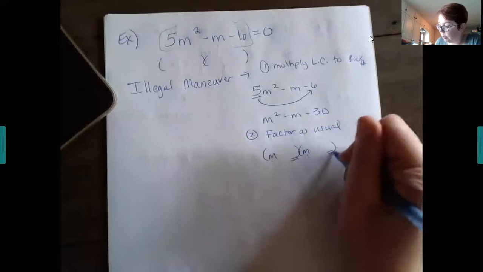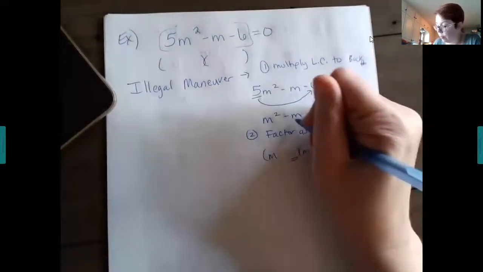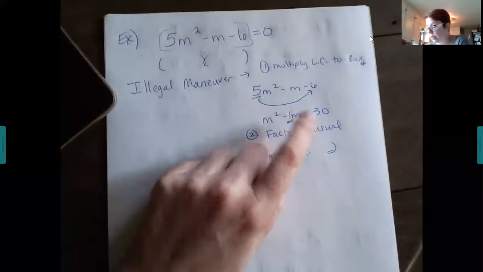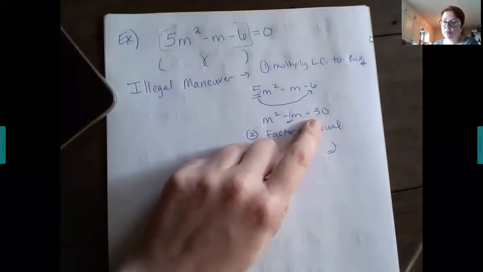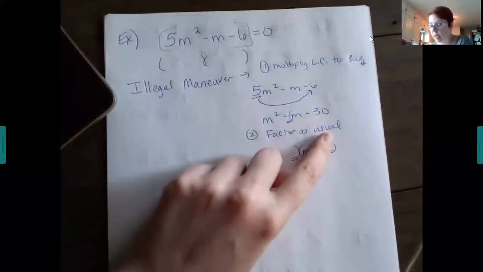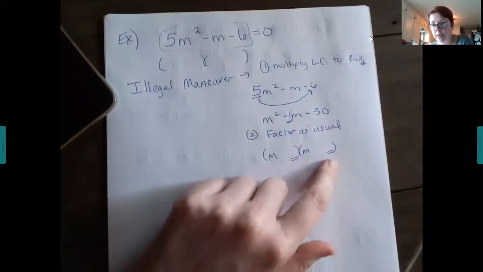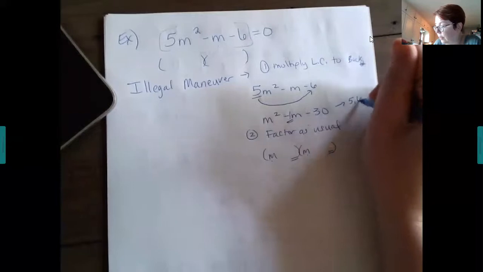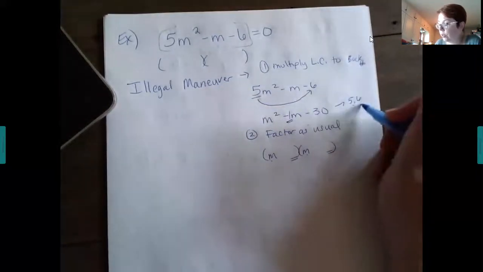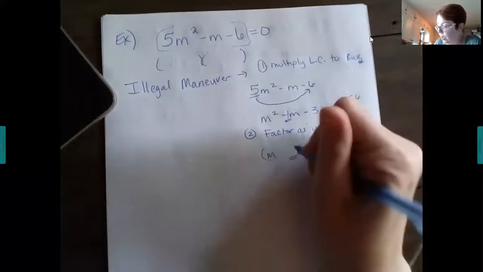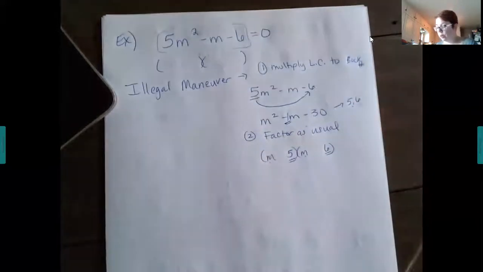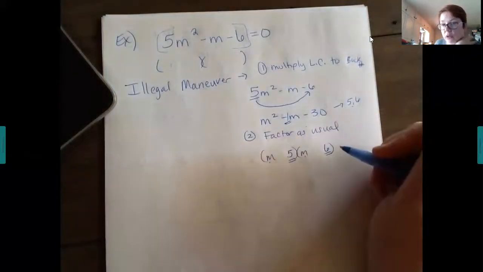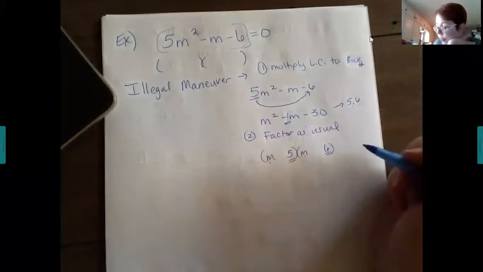And some number times some number multiplies to get 30, but adds or subtracts to get that -1, right? So since this is a minus, we know the only way to multiply and get a negative, one has to be plus, one has to be minus. And we think of the factors of 30, we think of 5 and 6, because the difference between those two gets us 1, right? We have 5 and 6. And now the question is, which one's going to be plus, which one's going to be minus? Because it matters for your answer.